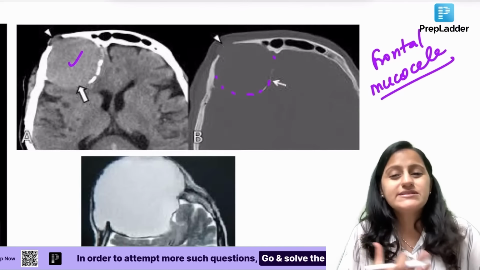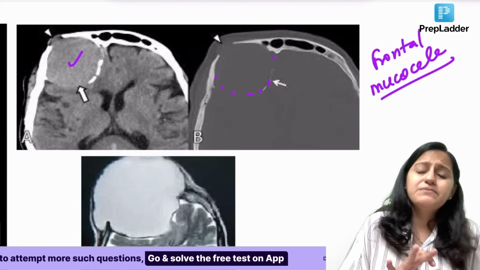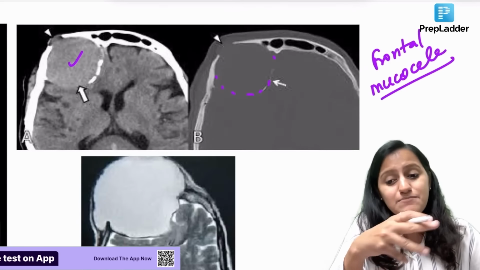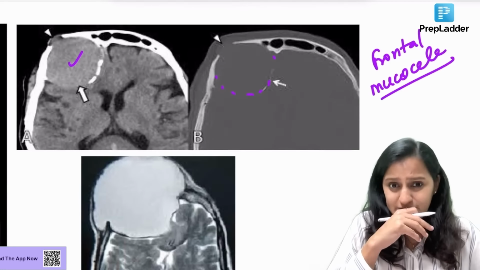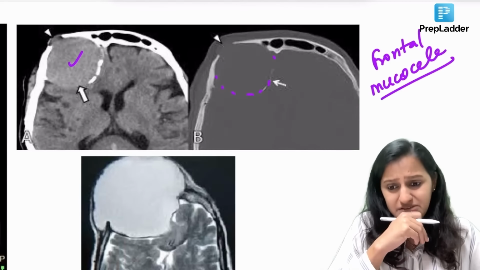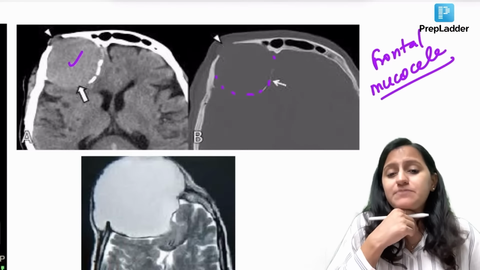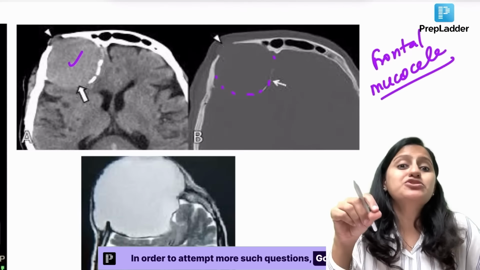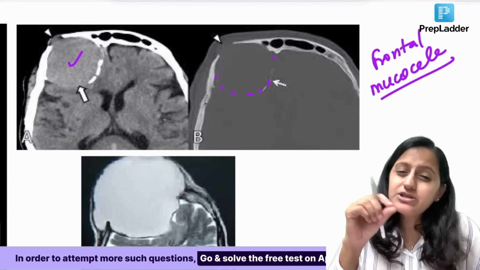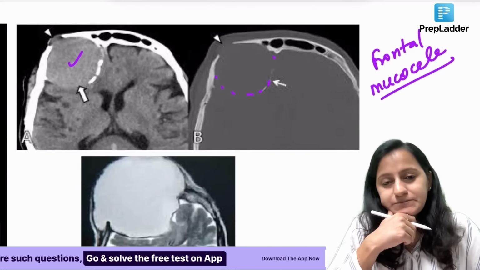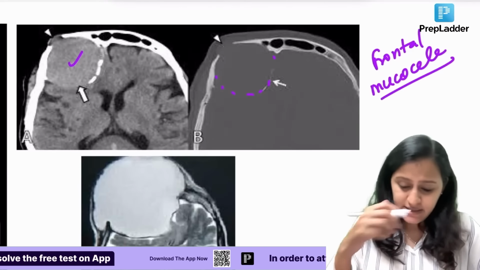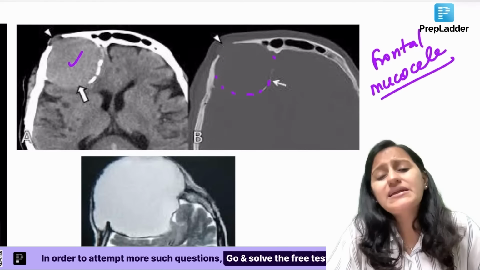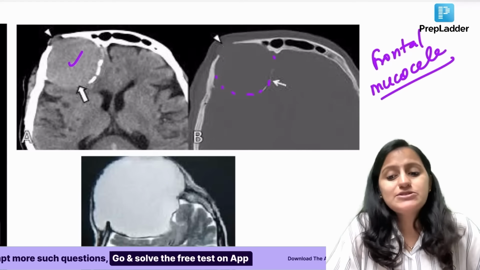Mucus is a dense fluid. It can appear not absolutely gray, but still denser than that, more white than that. So that is going to be frontal mucocele. This is not Pott's puffy tumor. What you will see in Pott's puffy tumor is osteomyelitis, so the bone is going to be very irregular, with surrounding abscess. Here, you are not seeing the irregularity of the bone. So that's why this is not Pott's puffy tumor.